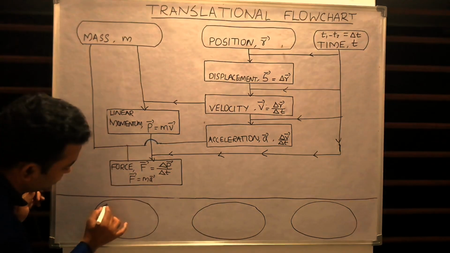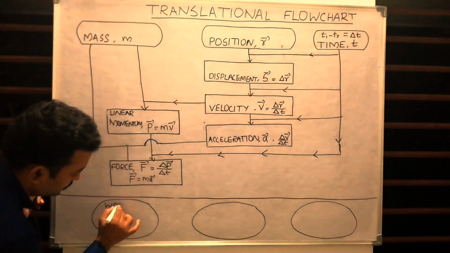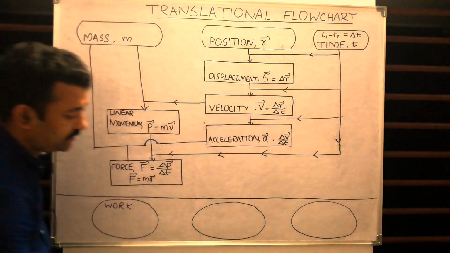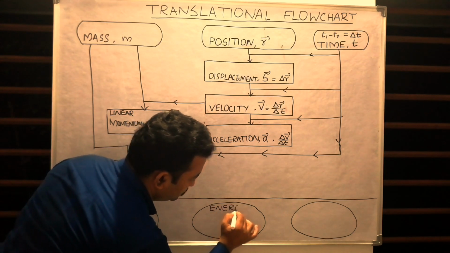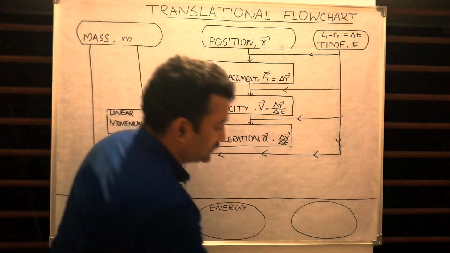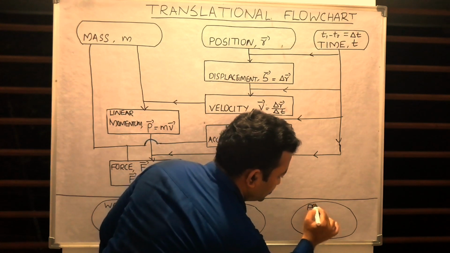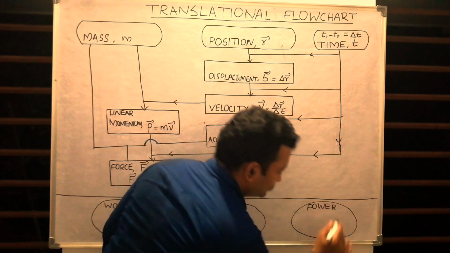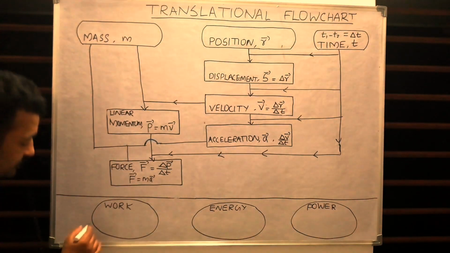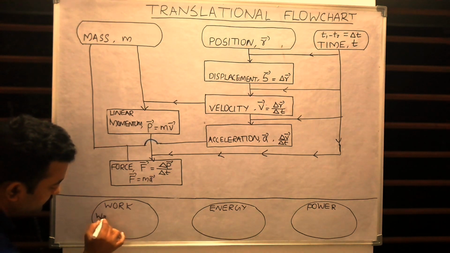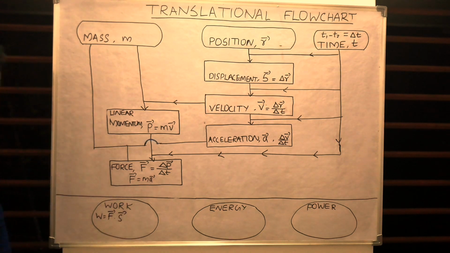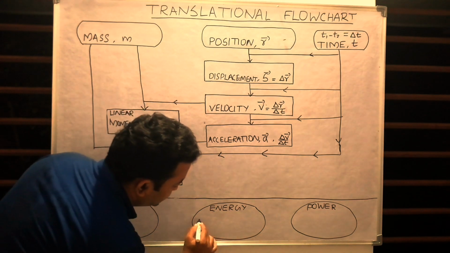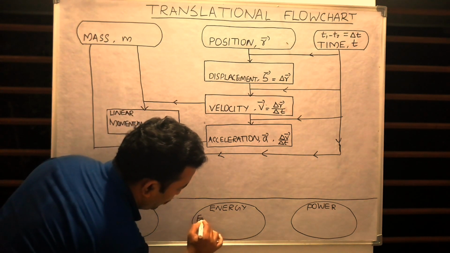The first is work done. The second is energy. And the third is power delivered. What is the work done? The work done is F dot displacement, or force into displacement. And what is energy? Energy can be expressed as the amount of work done.